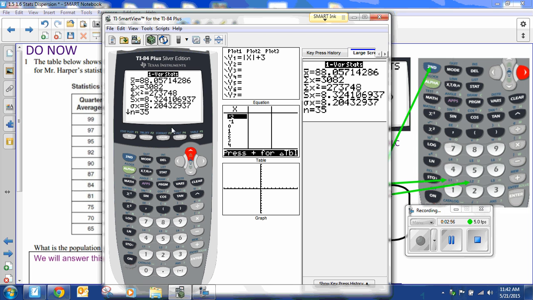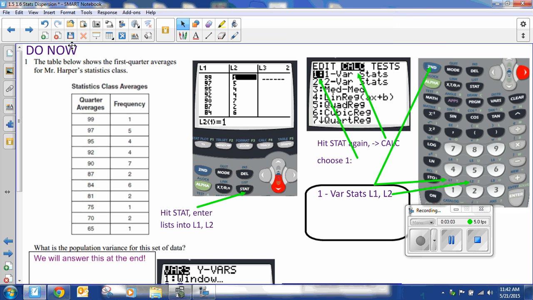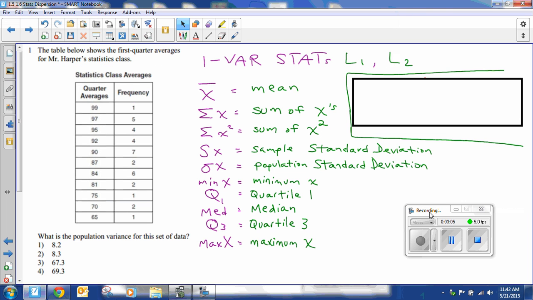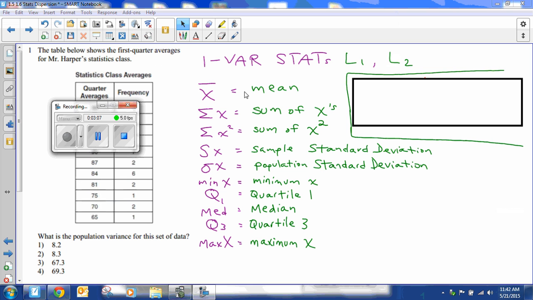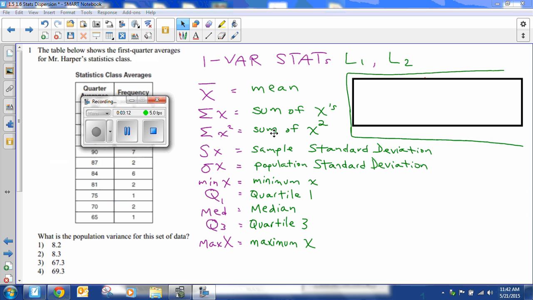So what do all these mean? Well, I'll show you. X bar is the mean. Then we have sigma X, the sum of the X's. We have the sum of the X squared. Sample standard deviation, population standard deviation, also known as the regular standard deviation. We have the minimum X, the maximum X, quartile 1, quartile 3, and the median.